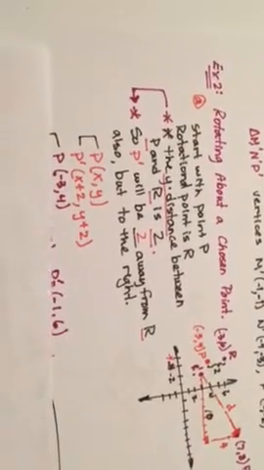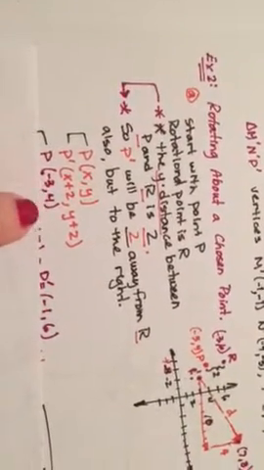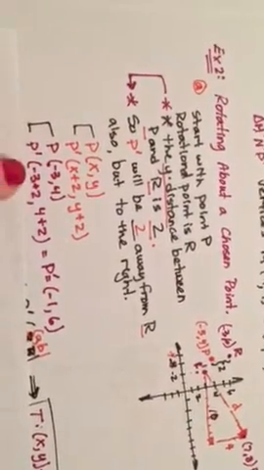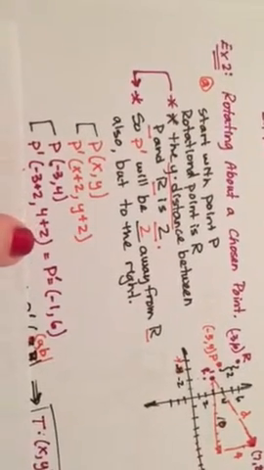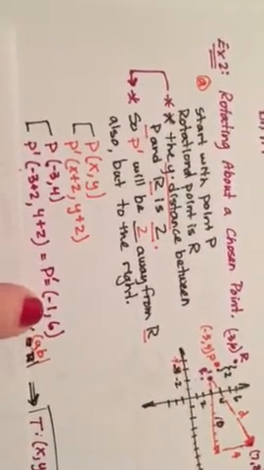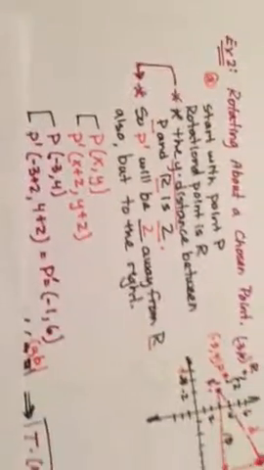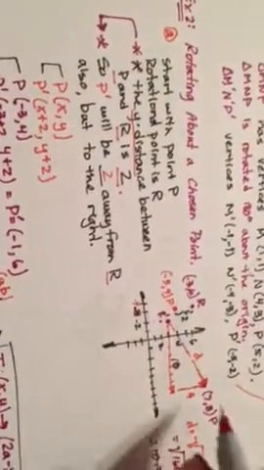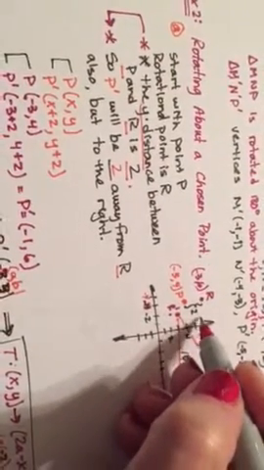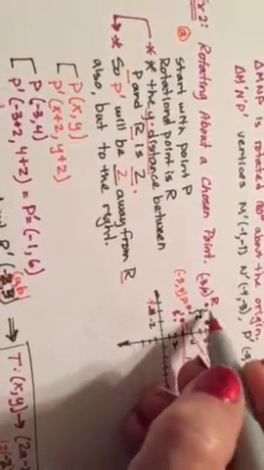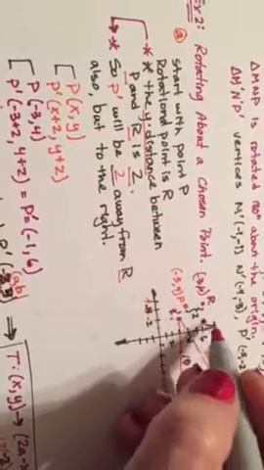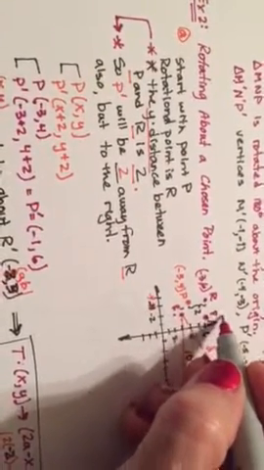Let's put in those numbers. First we started with (-3, 4). So now we're going to have -3 plus 2 and 4 plus 2, which gives us our P prime of (-1, 6). And indeed, when we bring it up here, this is our new point P prime.